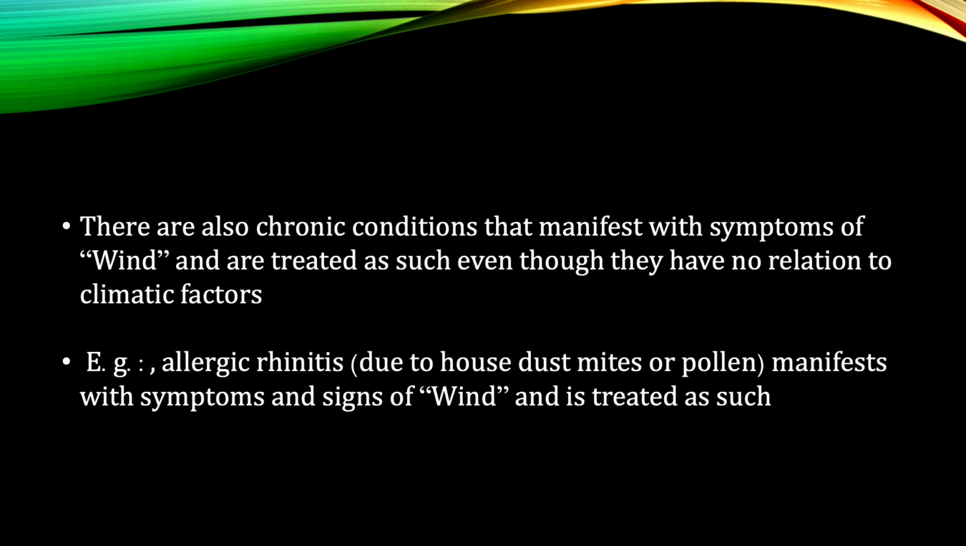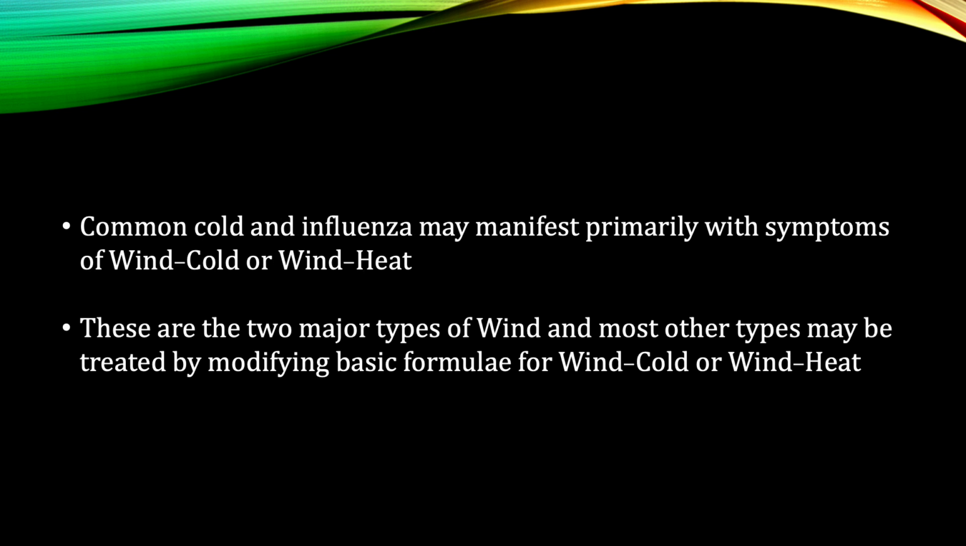There are also chronic conditions that manifest with symptoms of wind and are treated as such even though they have no relation to climatic factors. For example, allergic rhinitis due to house dust mites or pollen manifests with symptoms and signs of wind and is treated as such. Common cold and influenza may manifest primarily with symptoms of wind cold or wind heat. These are the two major types of wind, and most other types may be treated by modifying basic formulae for wind cold or wind heat.